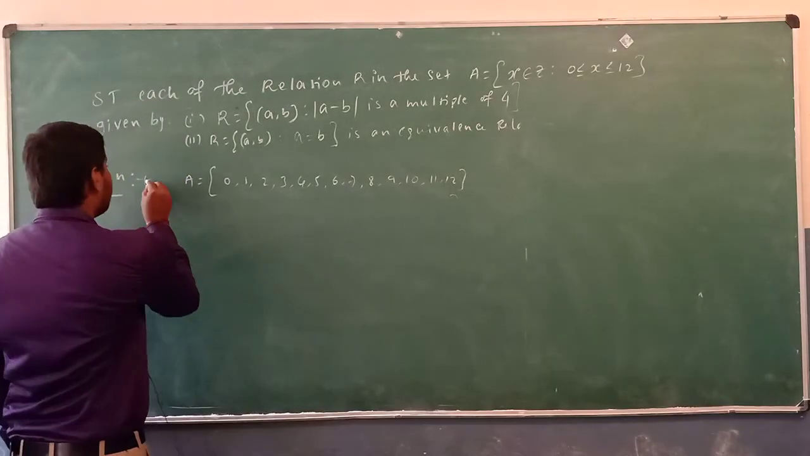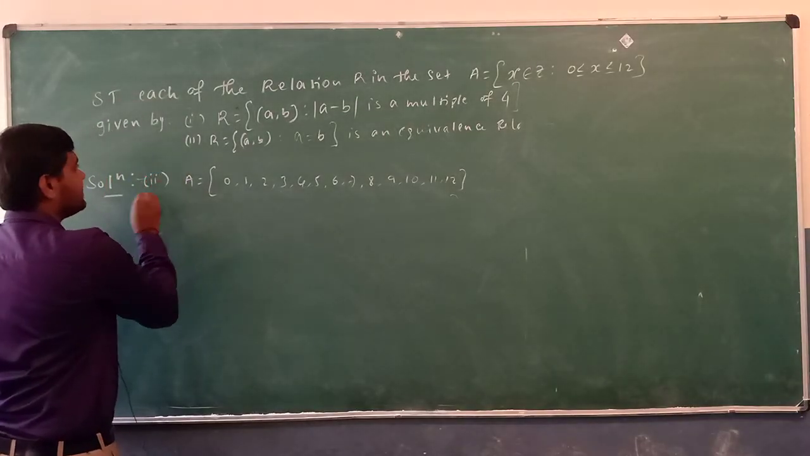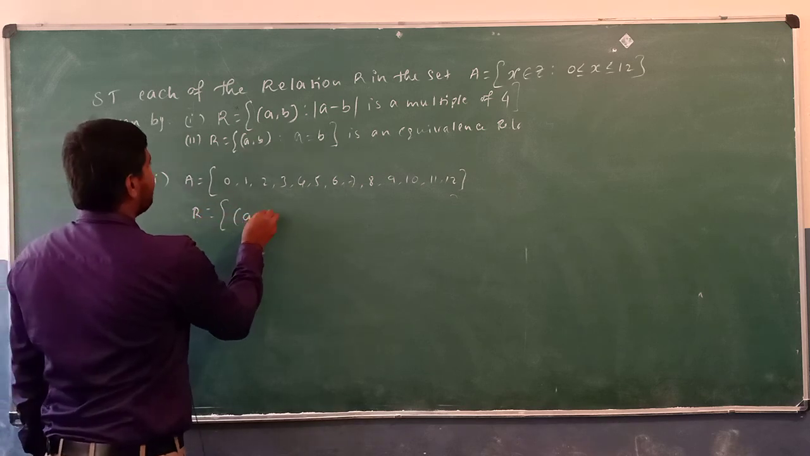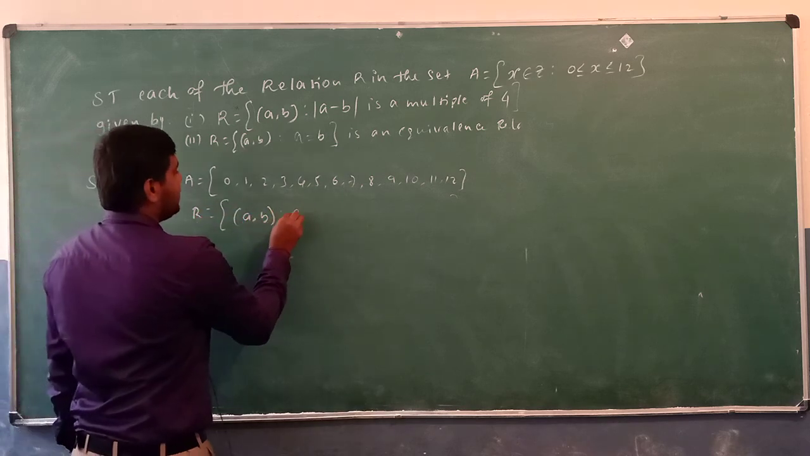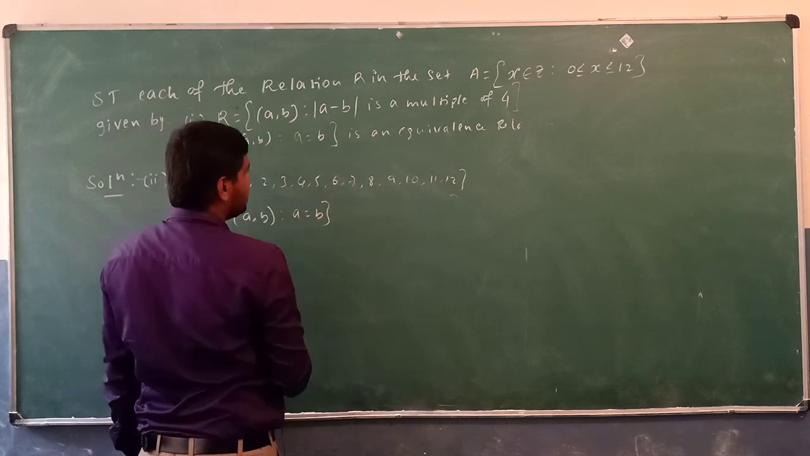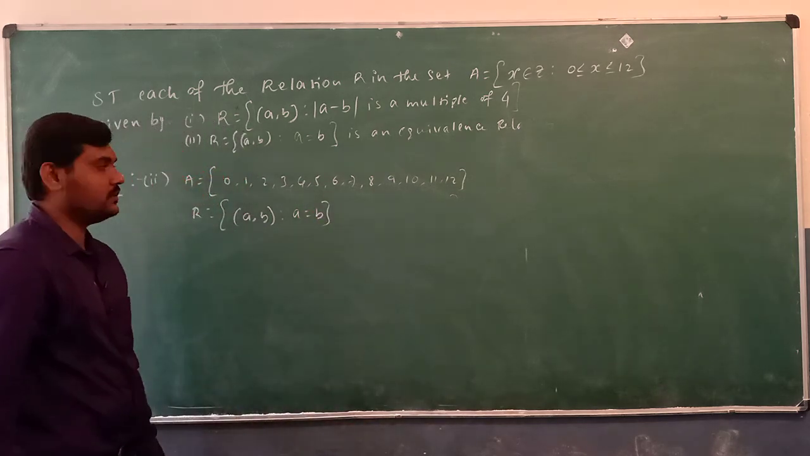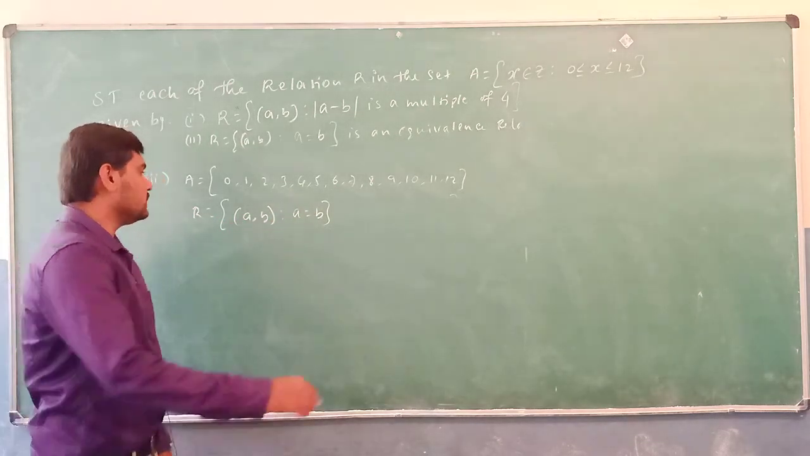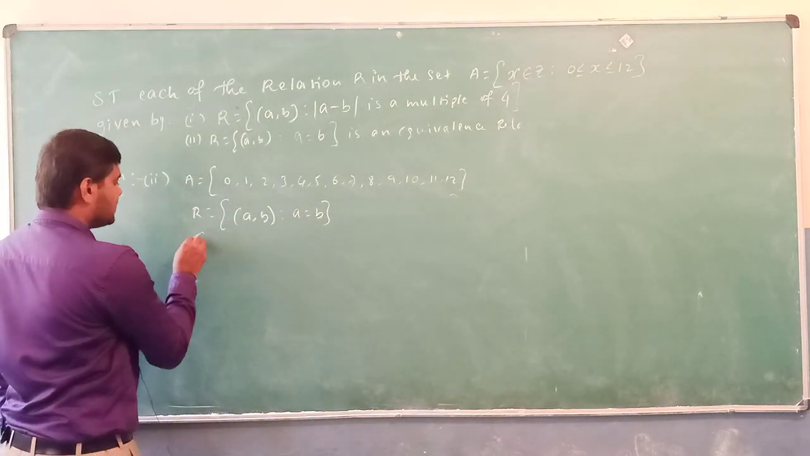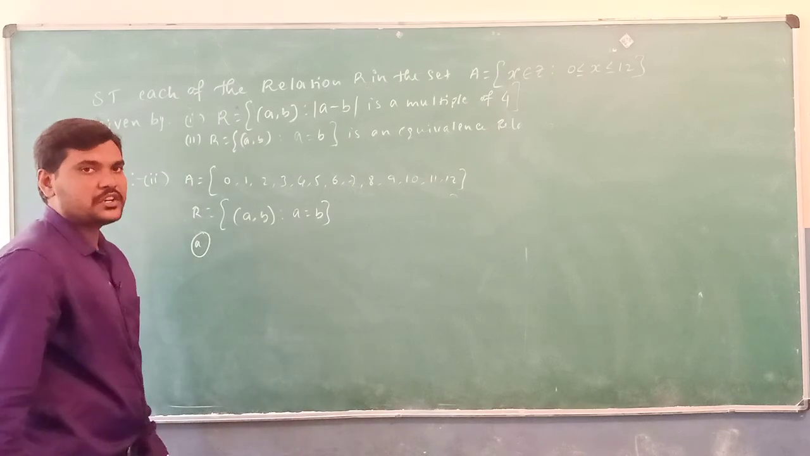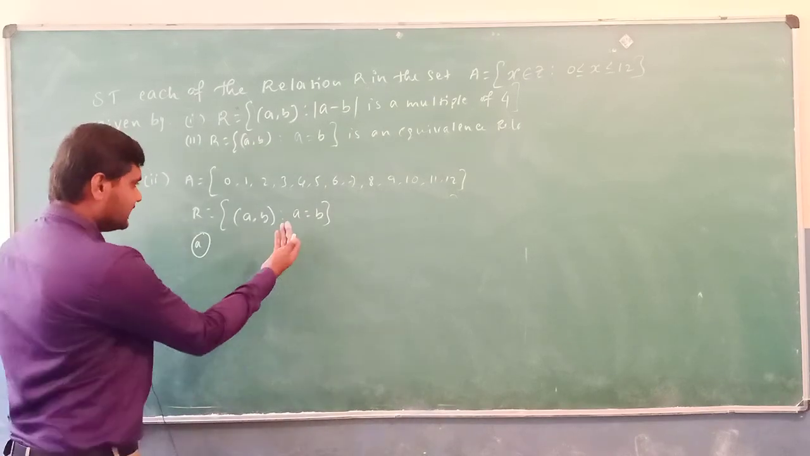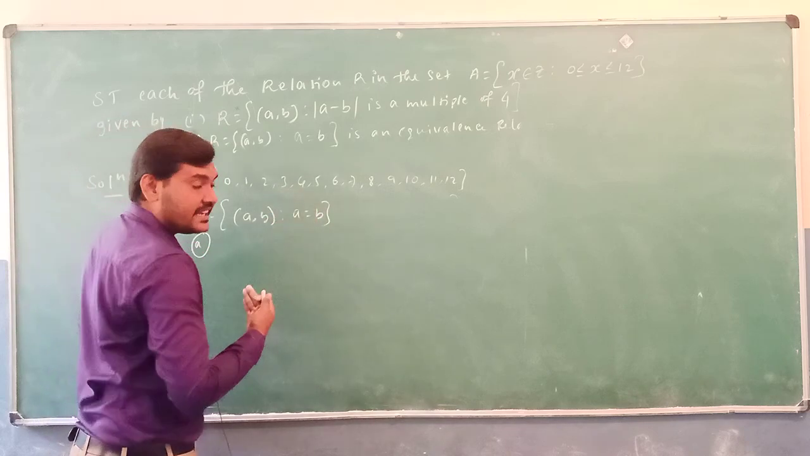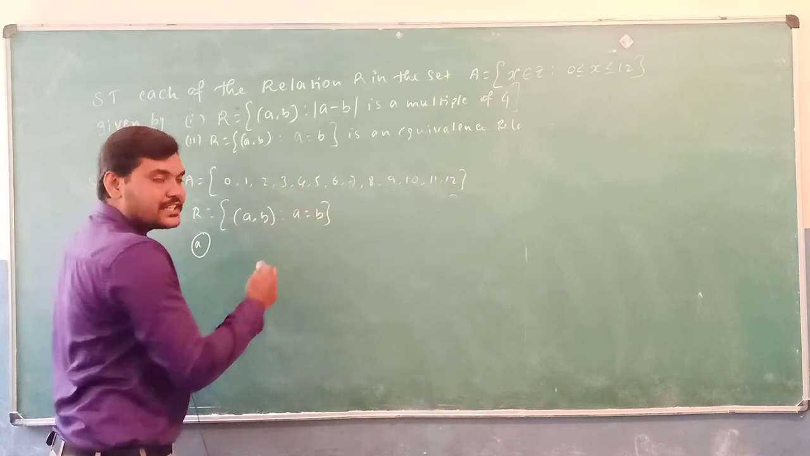Okay, the second relation is given that R is equal to a comma b such that a is equal to b, is an equivalence relation. We need to prove that R is equal to a comma b such that a is equal to b. So first one is going to be the reflexive relation. The relation is already given. If a is equal to b, is b equal to b, is a equal to a?